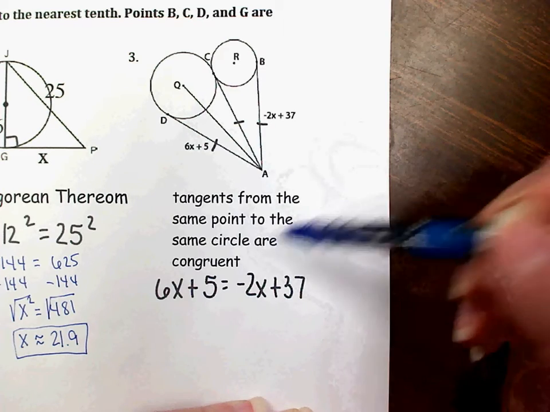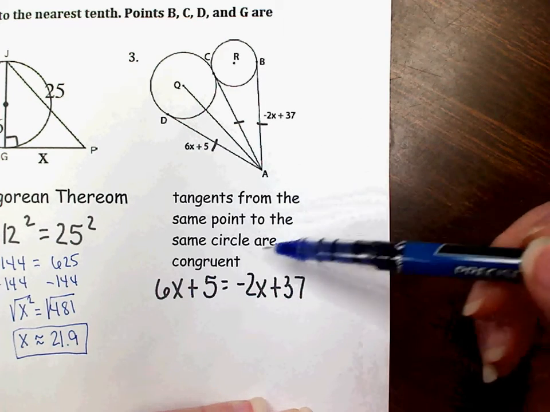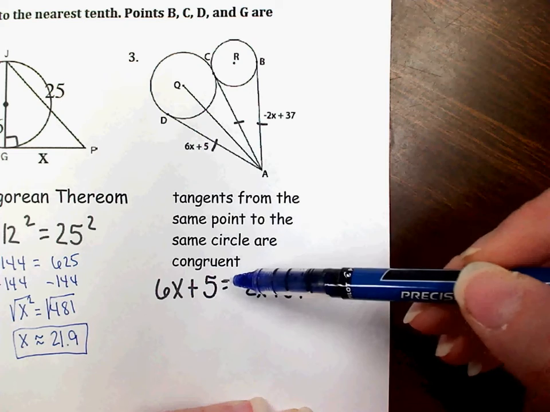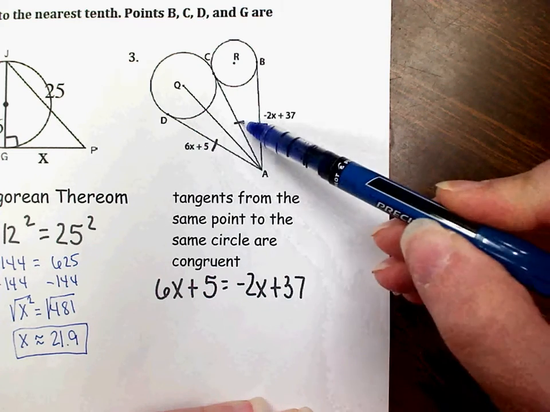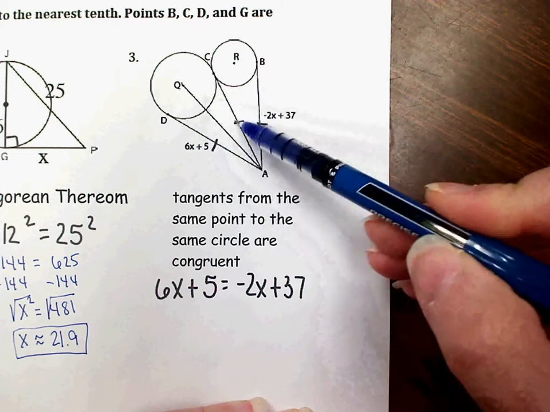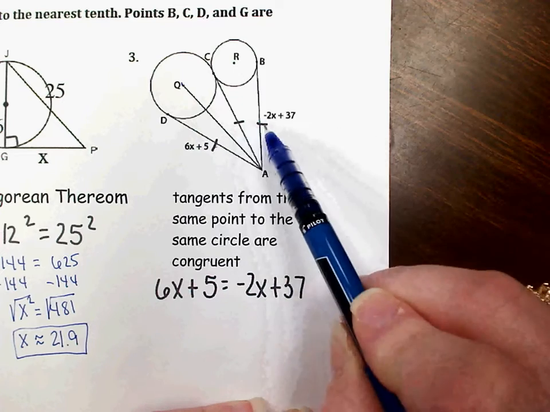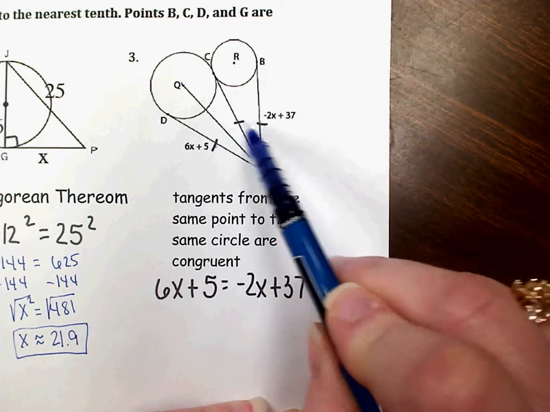Remember, we learned a theorem that says that tangents from the same point to the same circle are congruent to each other. So these 2 tangents that are drawn to circle Q are congruent to each other, and these 2 tangents that are drawn to circle R are congruent to each other.